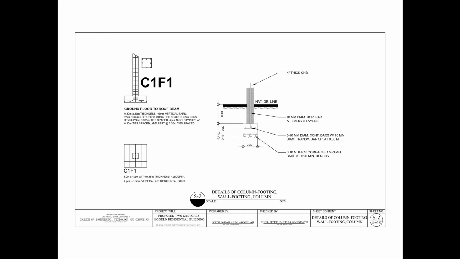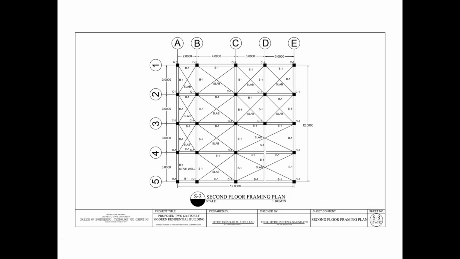The next one is the second floor framing plan. In this sheet, it can be seen the location of C1 or column 1, the B1 or beam 1, and the slab, and it's shown that only the stairwell is open or has no slab. The floor framing plan provides structural information such as the joist location, spacing and direction, as well as the floor height and the stair opening.